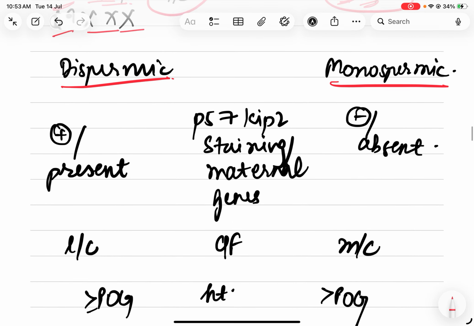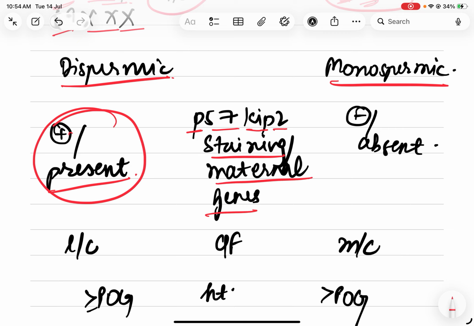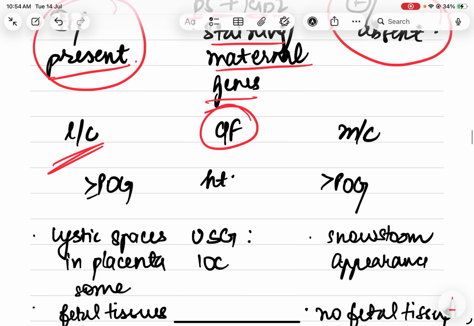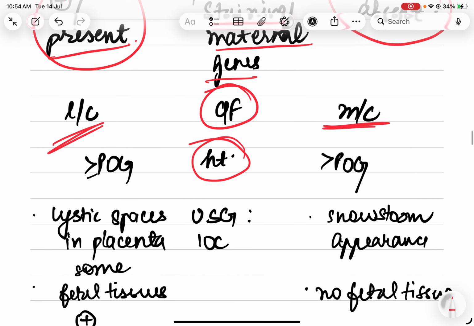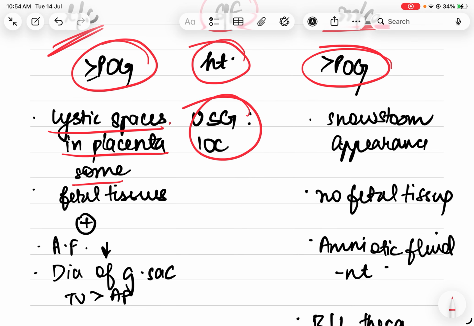Now P57 KIP2 staining of the maternal genes is present in the partial mole and absent in the complete mole. Clinical features are less common here and more common there. In complete mole, the height is more than POG. Ultrasound is the investigation of choice. Cystic spaces are present in the placenta, and in partial mole some fetal tissues are present.